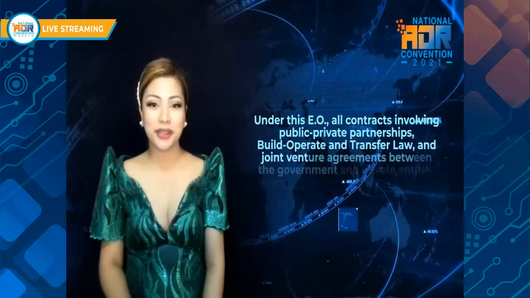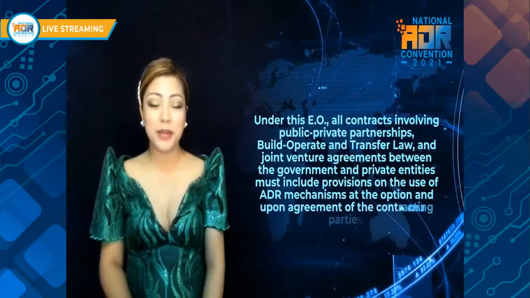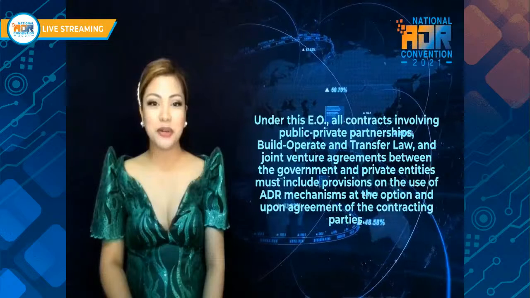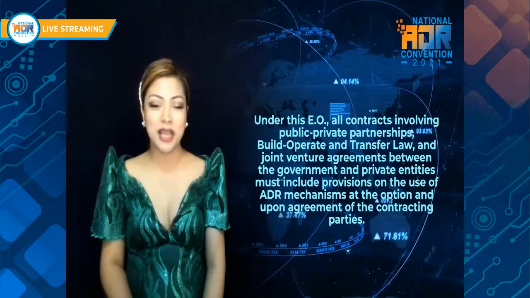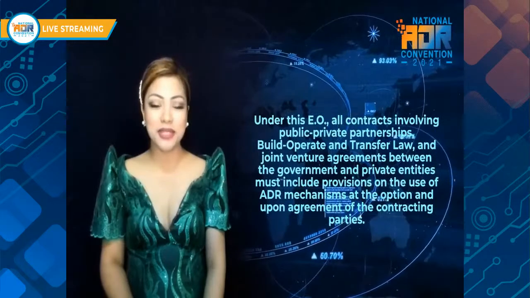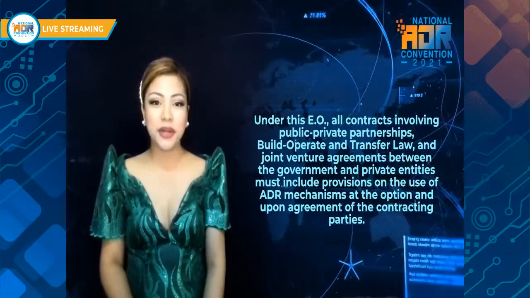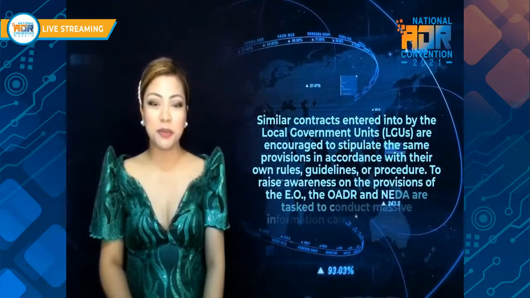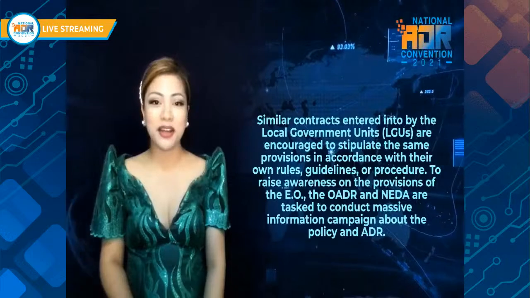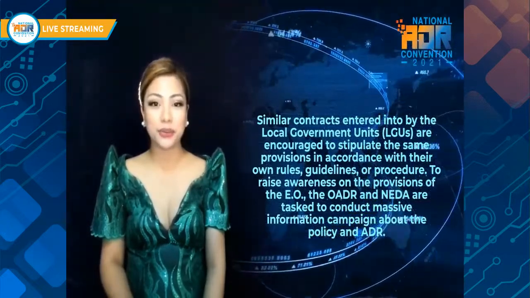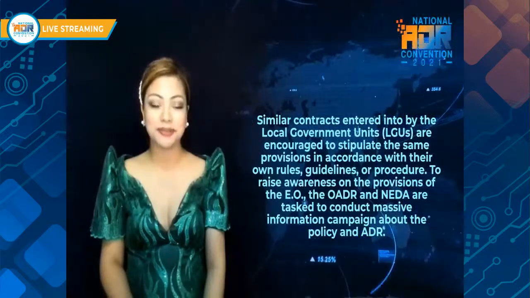Under this executive order, all contracts involving public-private partnerships, build, operate, and transfer law, and joint venture agreements between the government and private entities must include provisions on the use of ADR mechanisms at the option and upon agreement of the contracting parties. Similar contracts entered into by the local government units are encouraged to stipulate the same provisions in accordance with their own rules, guidelines, or procedure.